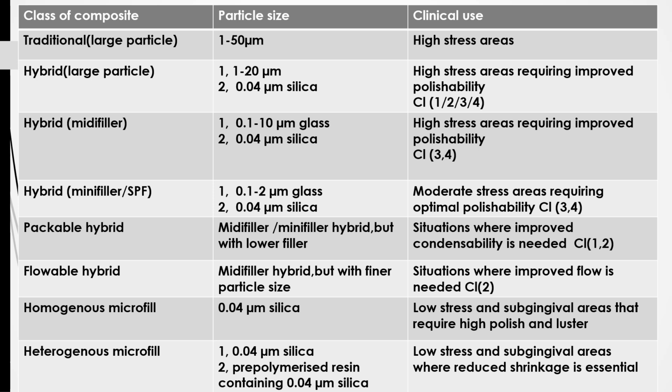micrometers in low stress and subgingival areas that require high polish and lustre, and heterogeneous microfill composites with 0.04 micrometers of silica and pre-polymerized resin containing 0.04 micrometers of silica in low stress and subgingival areas where reduced shrinkage is essential.